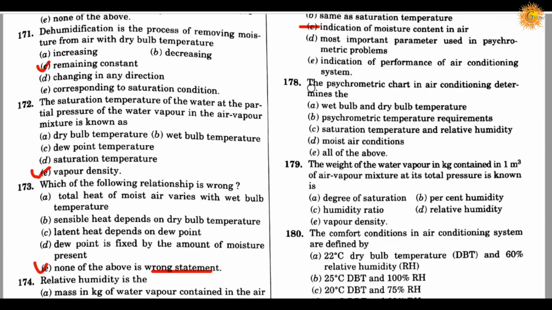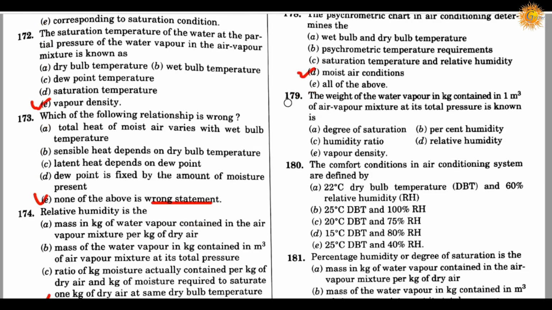Question number 178. The psychrometric chart in air conditioning determines: Option A, wet bulb and dry bulb temperature. Option B, psychrometric temperature requirements. Option C, saturation temperature of relative humidity. Option D, moist air conditions. And option E, all of the above. So the question 178 correct answer is D, moist air conditions.